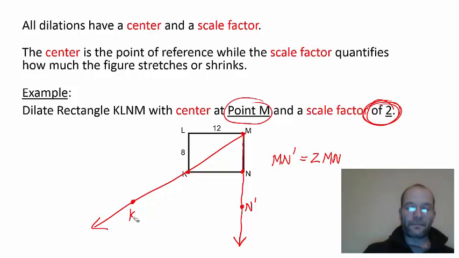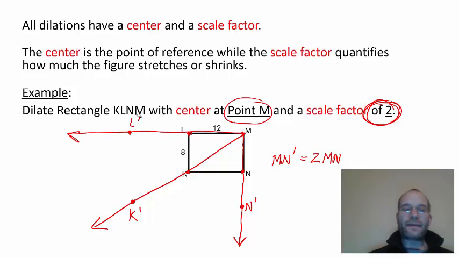This is K prime. We'll do the same thing with point L. We take a ray that goes from M through L. We know that L prime will be twice as far from M as L is. Somewhere in this neighborhood, that's L prime. And so now we can see that we have scaled these 3 points. Notice we scaled the points without respect to the rectangle itself. I wasn't really paying any attention to the rectangle. I was focusing on 1 point at a time.